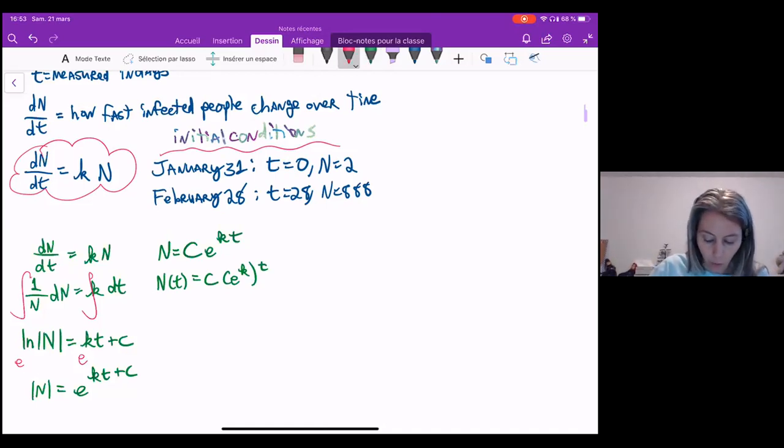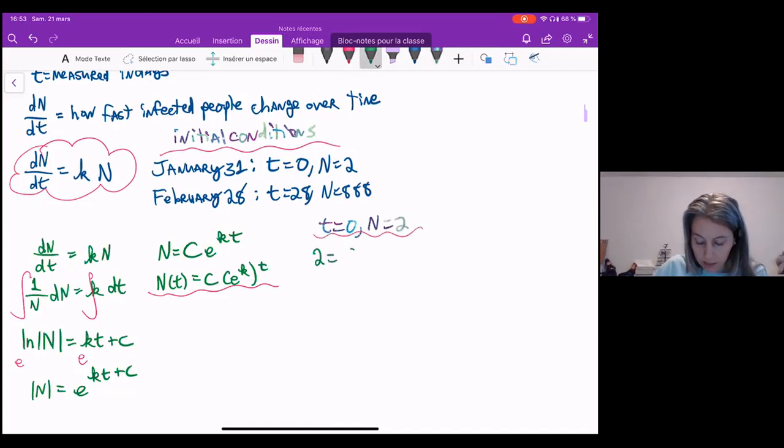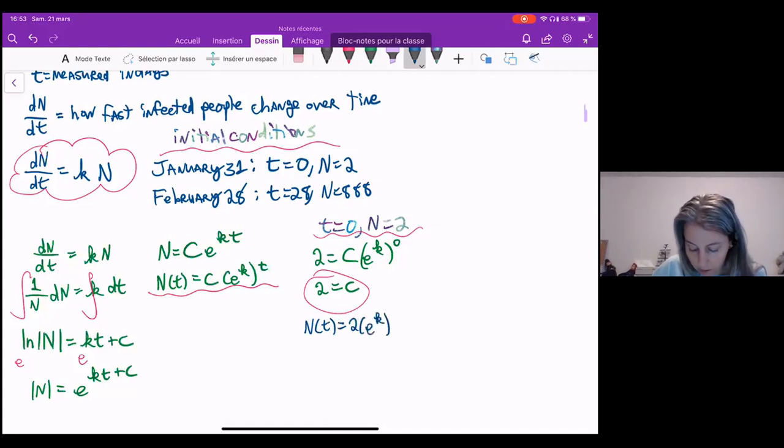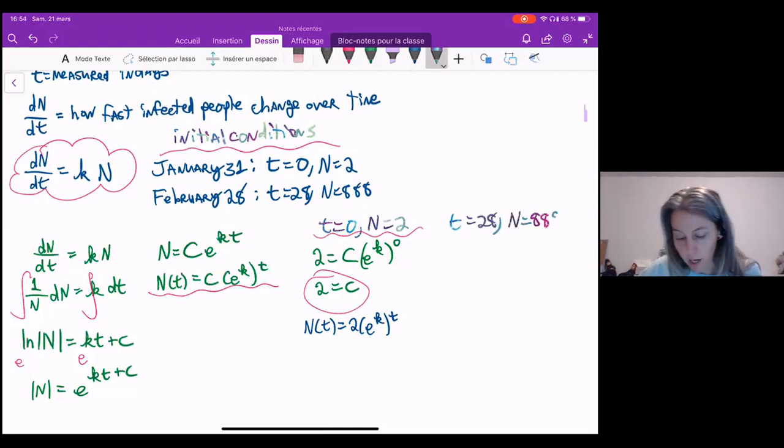So that's what we're going to do. So now we want to go from here and plug in our initial conditions. T equals 0, n is equal to 2. So we will have 2 is equal to c e to the k to the 0. So 2 is equal to c. Look at that. Giving me n of t is equal to 2 e to the k to the t. Now we have t is equal to 28. N is equal to 888.